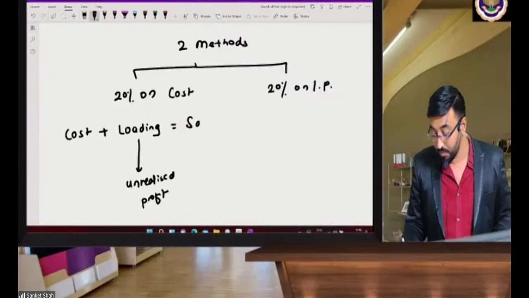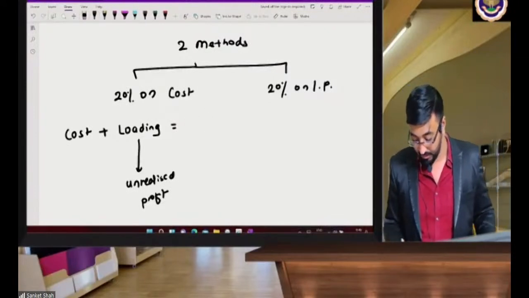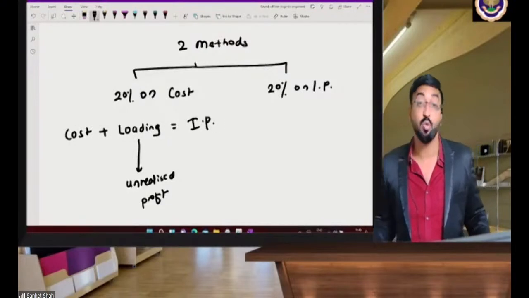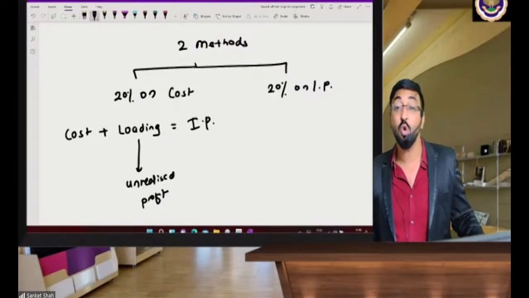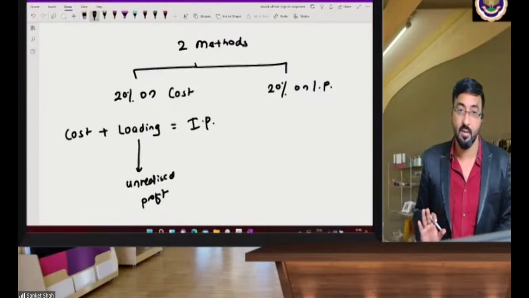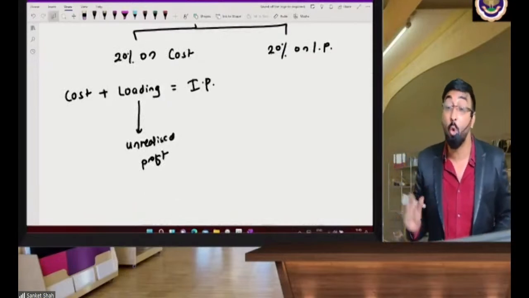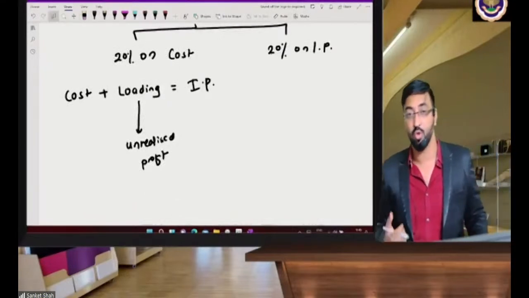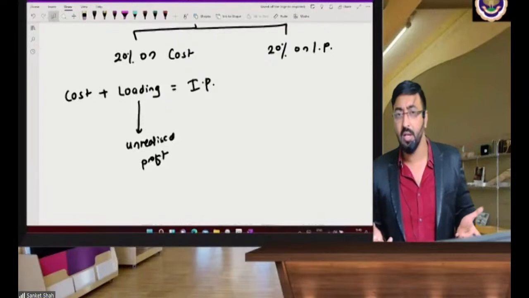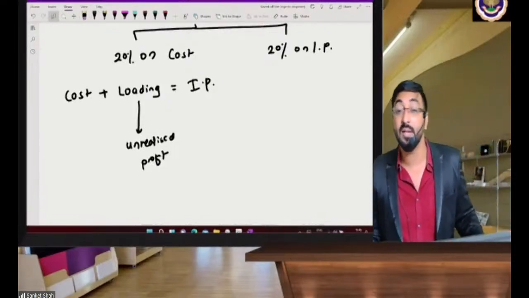So cost plus loading is equal to sales, or here it is invoice price. I'm sending these goods, so I should not call it profit. Cost plus profit is equal to selling price. But here it is not the actual sales, and therefore it is called loading in normal language. So many students are getting confused, sir, what is loading? Loading means nothing but an unrealized profit.